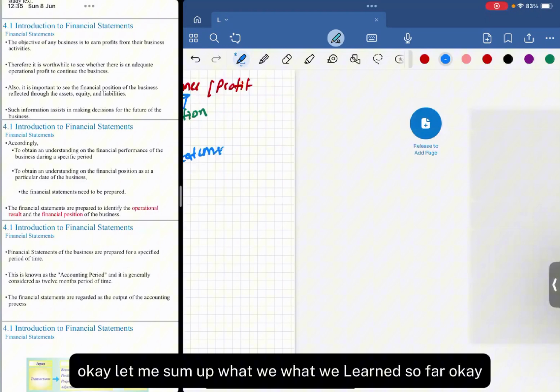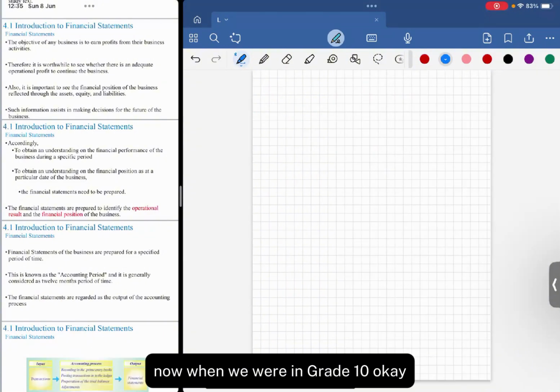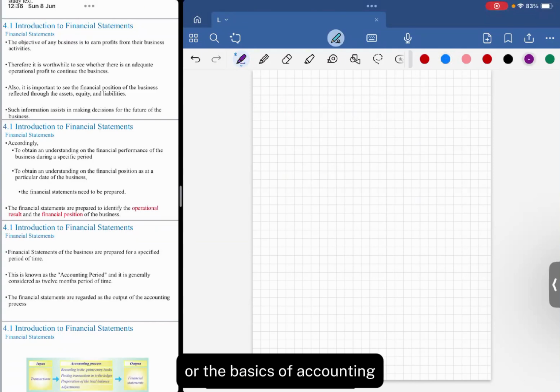Okay, let me sum up what we learned so far. Now when we were in grade 10, we were looking at the initial stage, or the basics, of accounting.